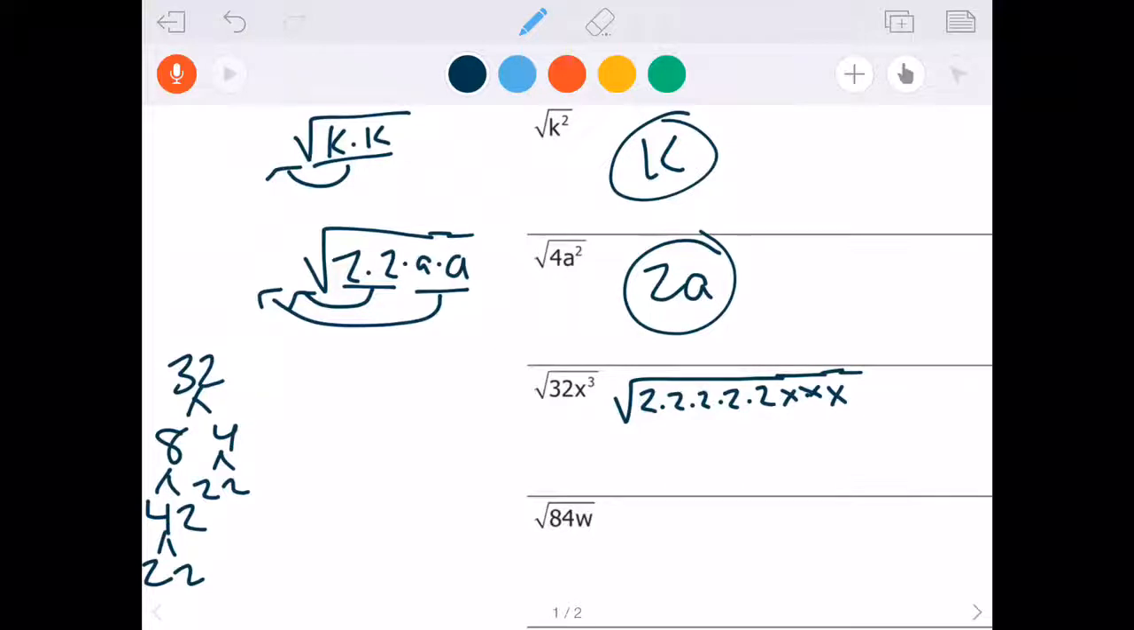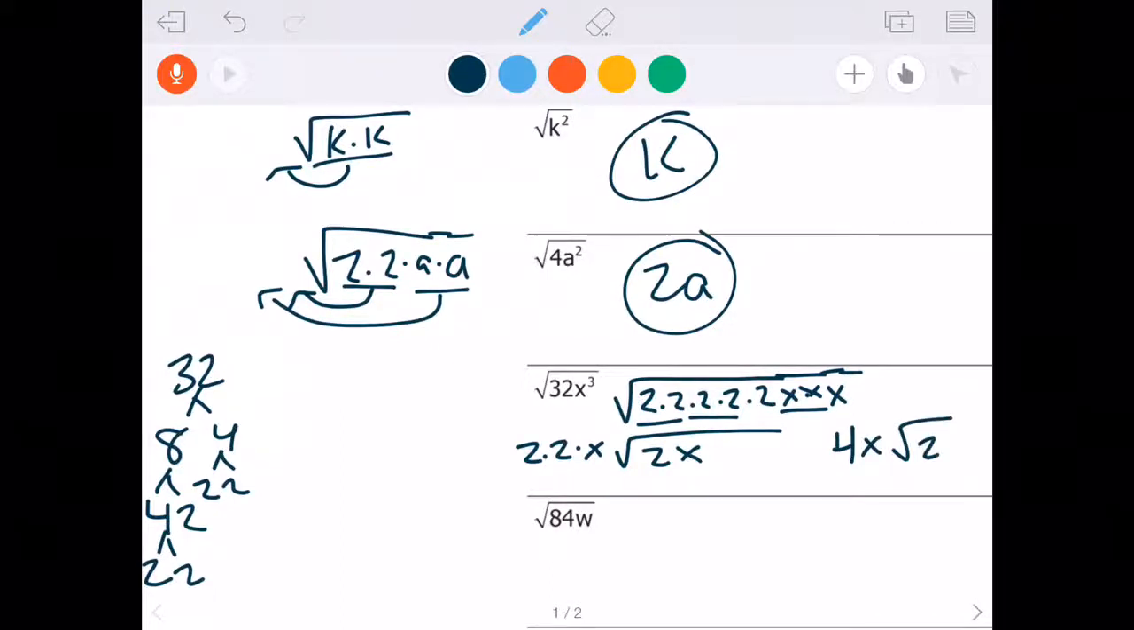So I'm looking for pairs, so I have a pair of 2's there, a pair of 2's there, and then I have one pair of x's. So I'm going to be pulling these things out front. Out front, I'm going to have 2 times 2, because I pulled out two 2's, times x. And now still left underneath, I have a 2, and then I have another x. So 2 times 2 times x out front is 4x, and then underneath we have 2x. So that is fully simplified right there. There's nothing else we can pull out from underneath the radical sign.